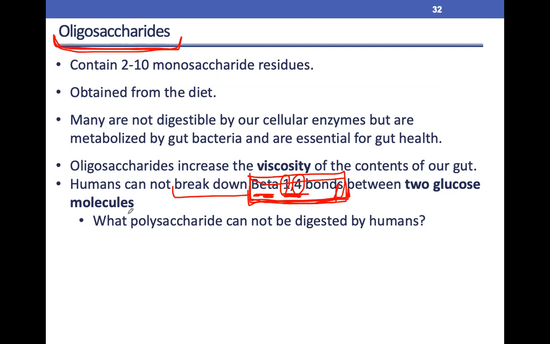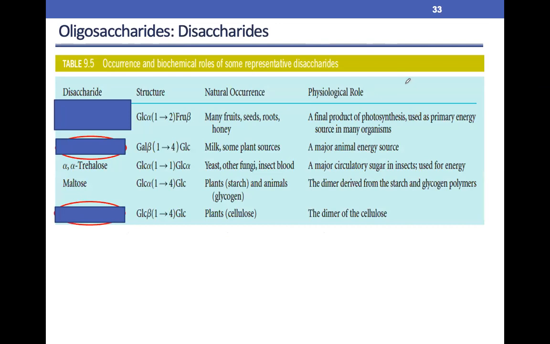So in terms of this, it's a question I just added for fun, but what polysaccharide cannot be digested by humans is actually cellulose. Because cellulose has beta 1-4 bonds and humans don't have the enzyme that breaks that down. Okay, I'm going to quiz you guys now. A glucose plus a fructose makes what disaccharide? Sucrose. Yep. Galactose plus glucose makes what disaccharide? Lactose. Mm-hmm. And then a glucose plus another glucose makes what disaccharide?